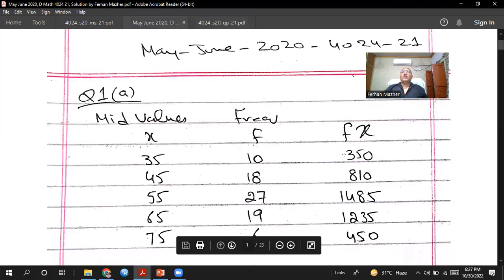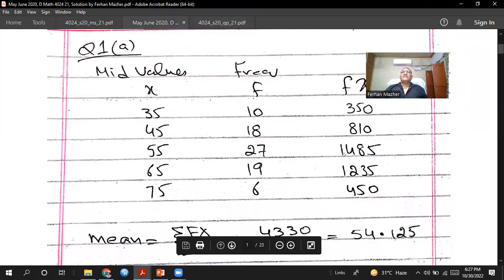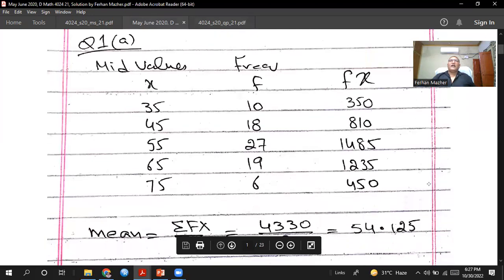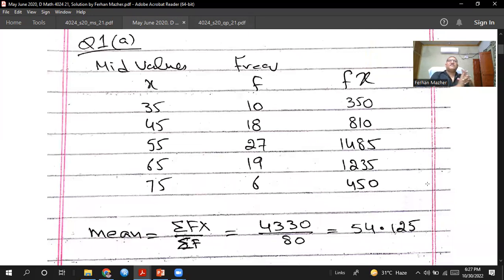On your screen, question number 1 is showing. The mid value of the first class is 35, the second class is 45, the third class is 55, and then 65 and 75. These are the mid values, which I will call x. I know the frequency of each class: the first class frequency is 10, the second is 18, the third 27, the fourth 19, and the last class frequency is 6.